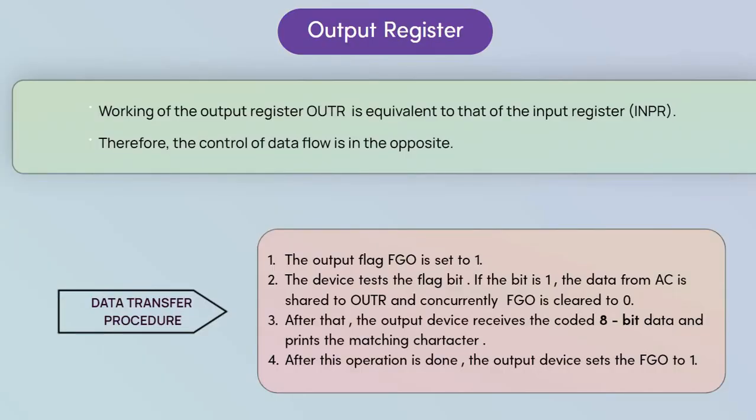Output register. Working of the output register OUTR is equivalent to that of the input register INPR. However, the control of data flow is in the opposite direction.